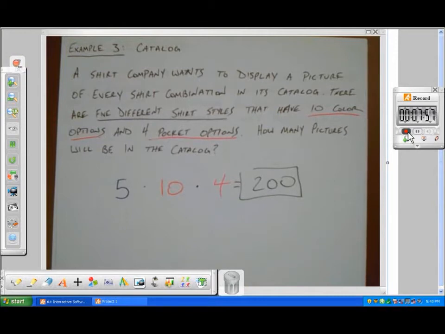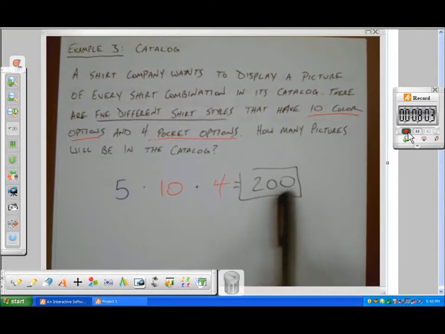Multiply the options together. You could make a tree diagram, but realize at the end you'll be counting up to 200. It would just be a little too difficult to make one of those. Now, example 4. Just 2 left to go.